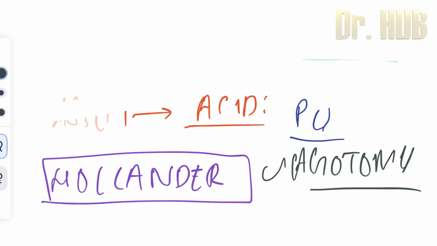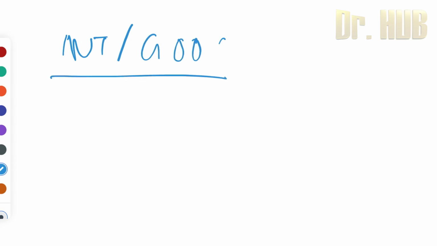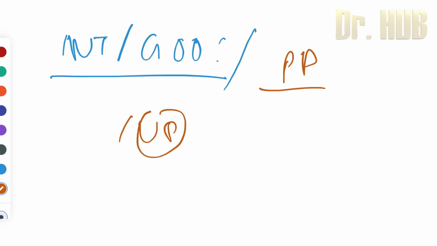Next, what are the therapeutic indications of this Ryles nasogastric tube? The therapeutic indications include decompression of the intestinal as well as the gastric outlet obstruction. Next, there is perforation peritonitis as well as upper GI bleed.